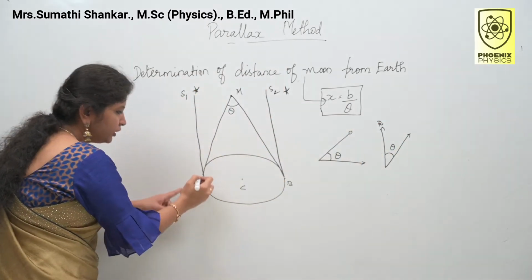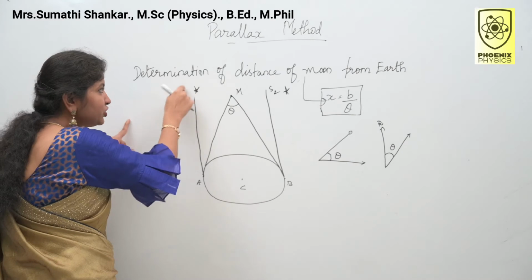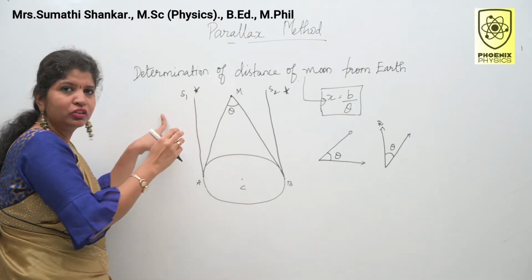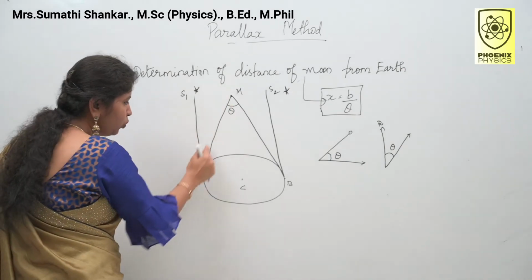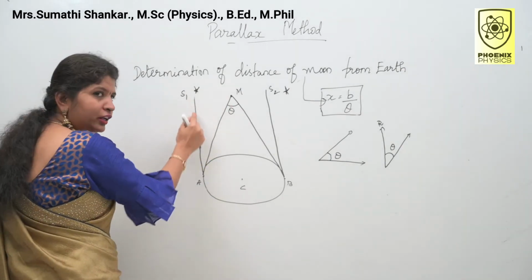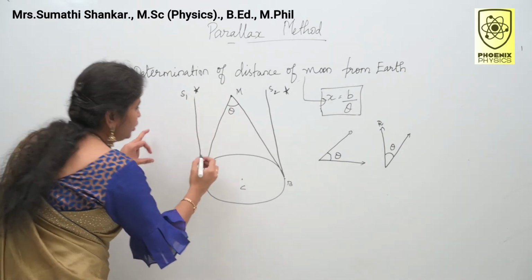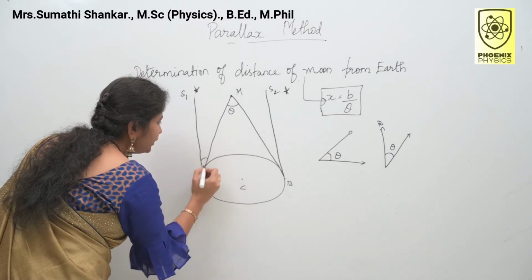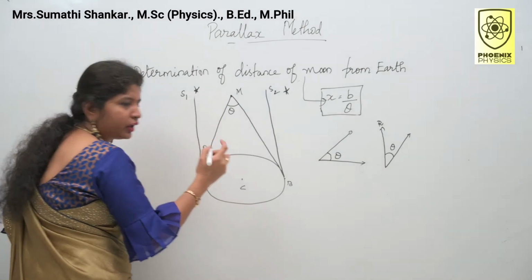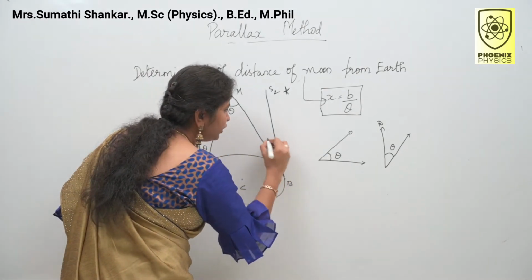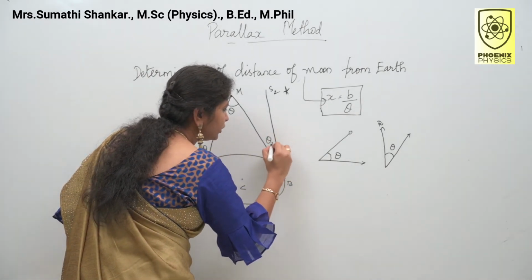So here S1. Why am I choosing this reference line? Because an angle needs two lines. Here I have one line, so I need another reference line. Here the angle between these two lines is theta 1. Same way, the angle between these two lines is theta 2.